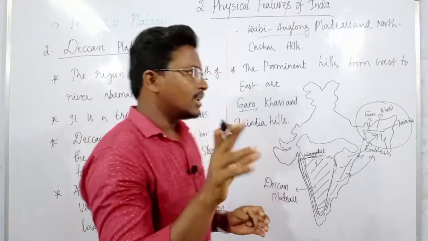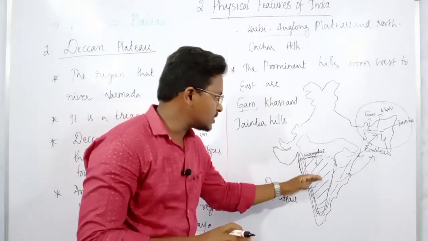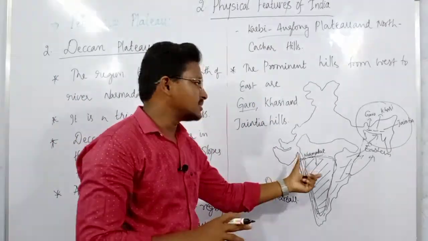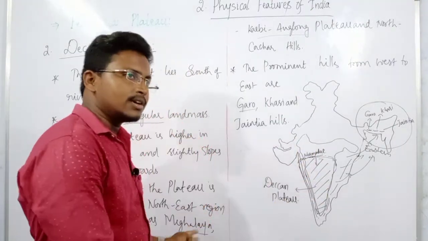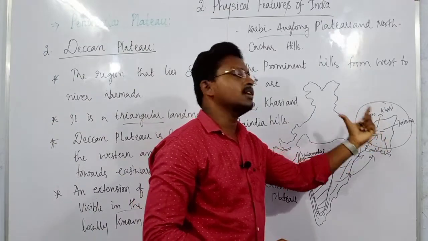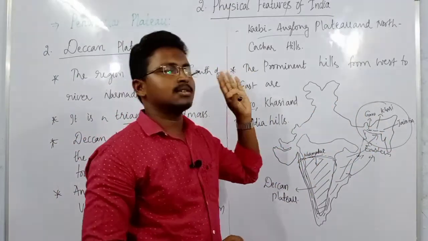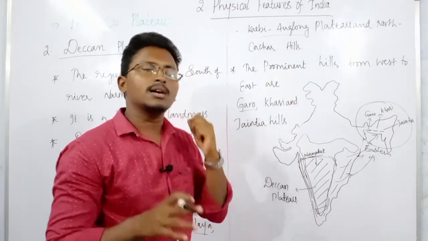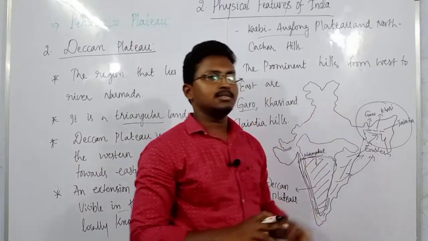But before that, let me again say that the region lying towards the south of the Narmada river, we call the Deccan Plateau. It is in the shape of a triangle, and it is also extended towards the northeastern region, which we call the Meghalaya, or sometimes the Karbi Anglong Plateau or North Kachar Hills. Prominent hills are Garo, Khasi, as well as Jaintia Hills.